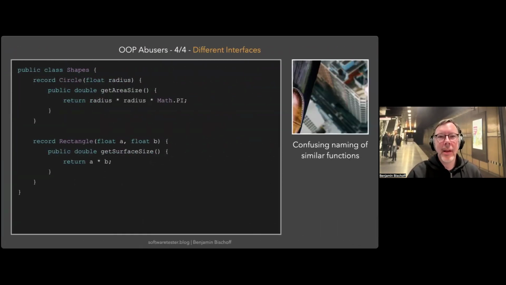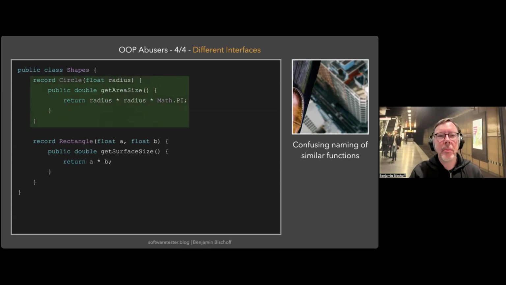Number 4 in the OOP abuses category is different interfaces. This is an easy one, but I've seen this a lot. It's just confusing naming of functions that do similar things. And if you use PHP, especially the older versions of PHP, they have this problem, or at least they had this problem when I worked with this.